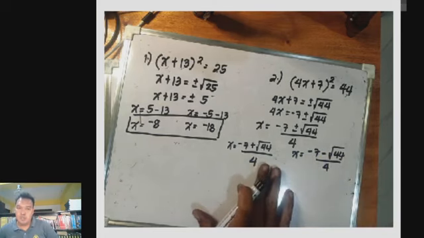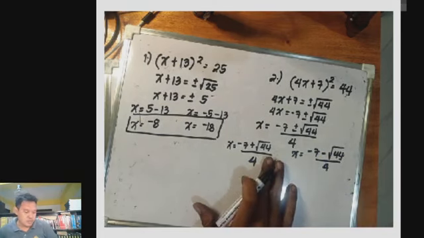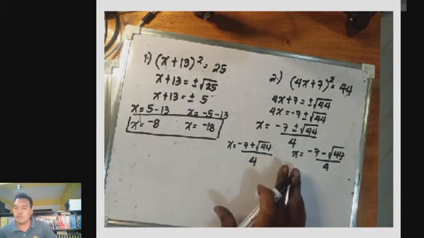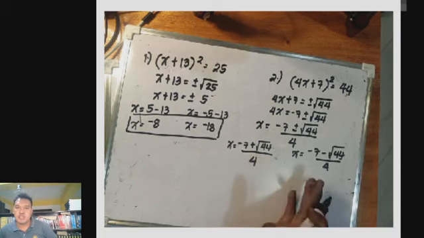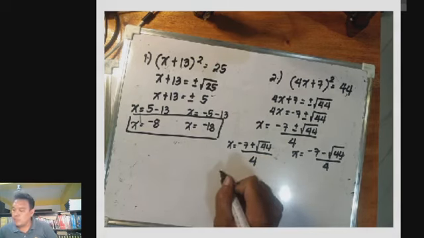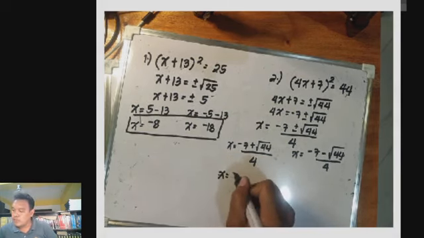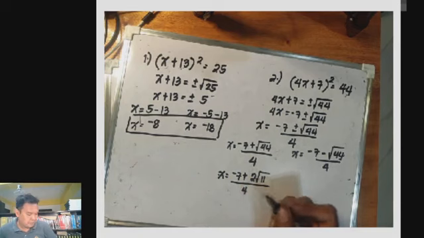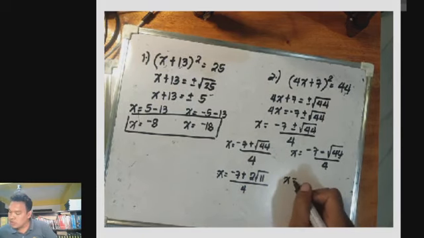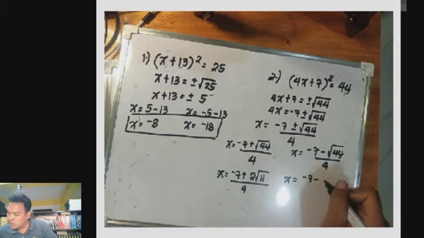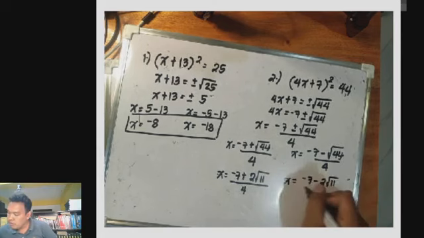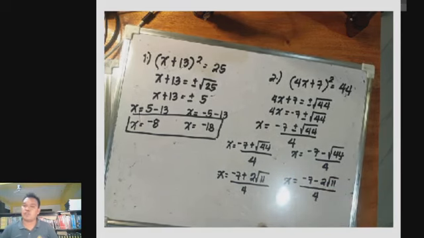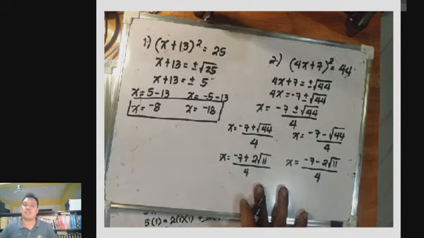Then, the square root of 44, when you put it in the calculator, comes out as 2 square root of 11, or 4 times 11. So, the square root of 4 is 2. So we can say that x is equivalent to negative 7 plus 2 square root of 11 all over 4. Then the other root is x equals negative 7 minus 2 square root of 11 all over 4. So, these are the values of x. Okay?